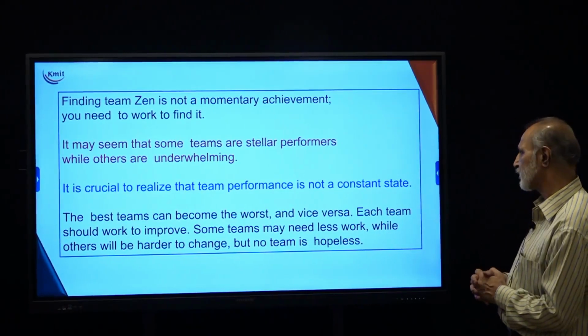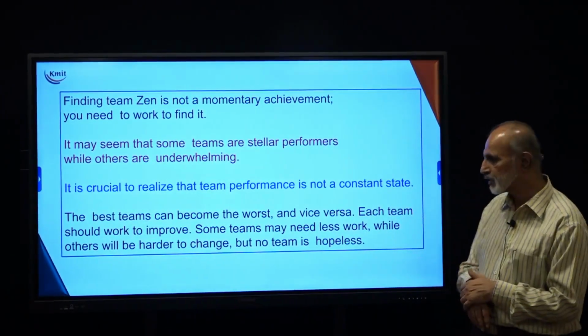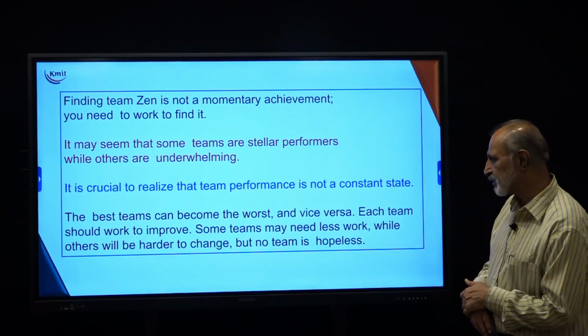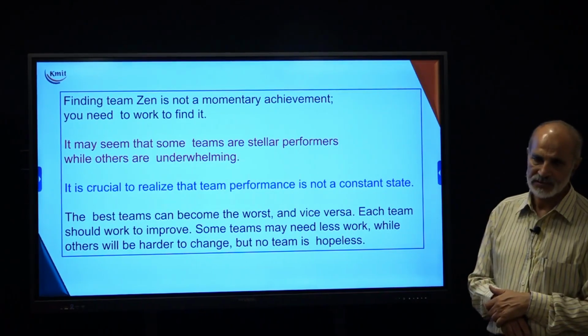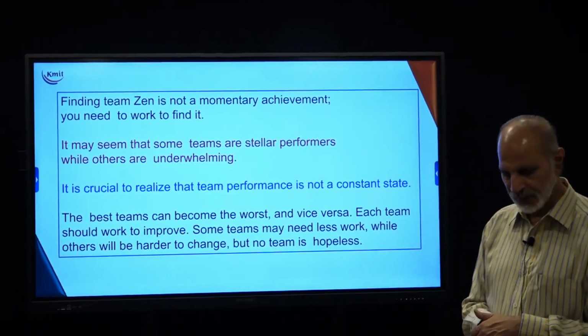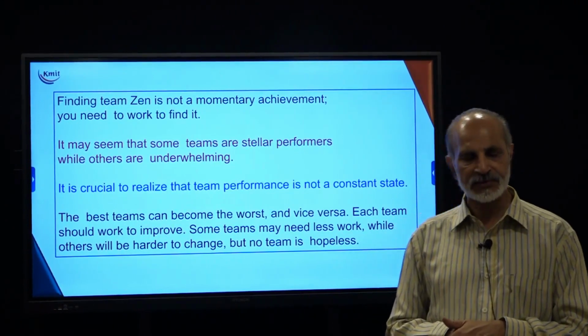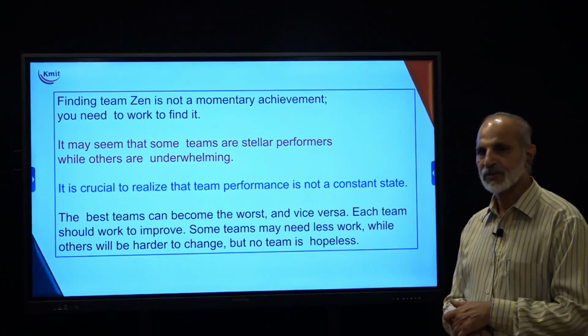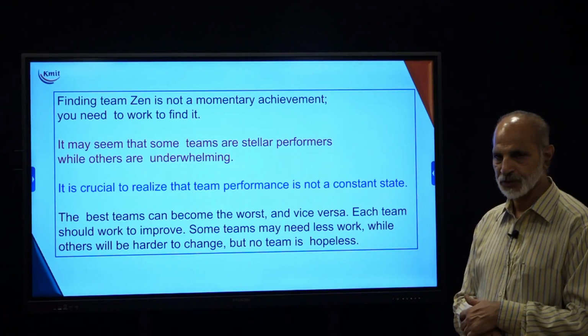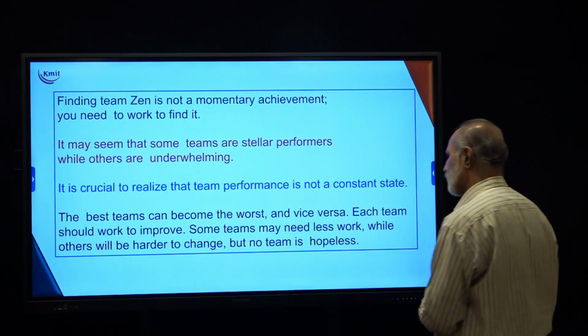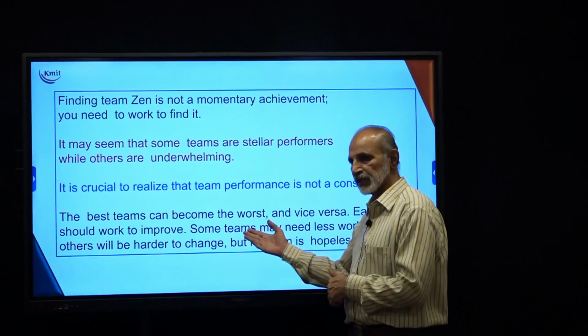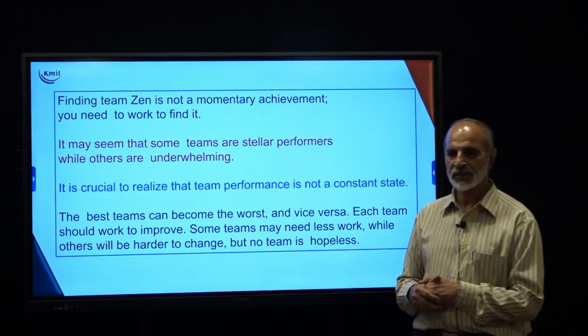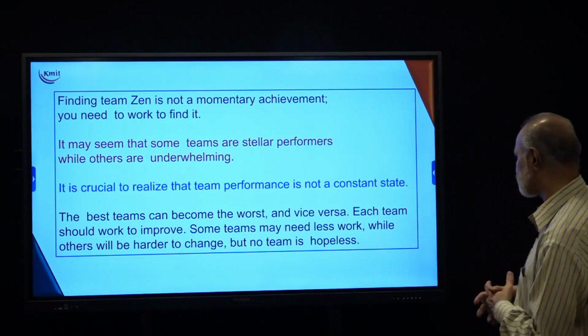So it is not a constant state of achievement. The best team can become the worst and vice versa. A good team, like our cricket team that was selected, could not perform as expected on the pitch. So a good team can also become a worst one, and a worst team can also become a good one. So this is a balanced one.